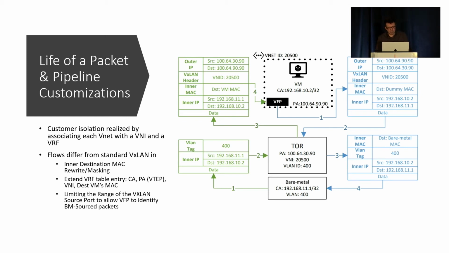And the other change that we have done is that we have modified the way the VXLAN generates the source port, because the VFP needed to identify the packets that were originating from a bare metal, and in that case, we're imposing a range which is known to the VFP.